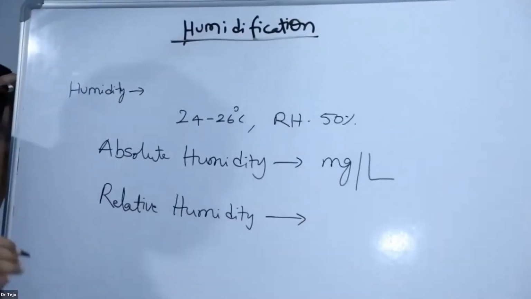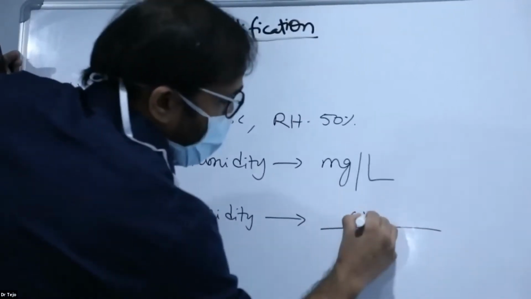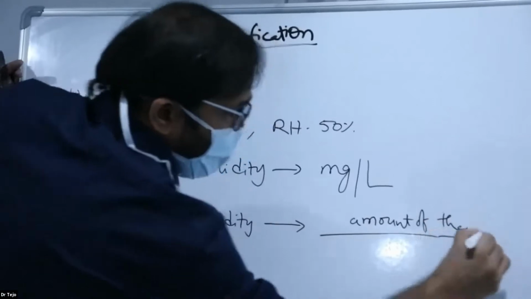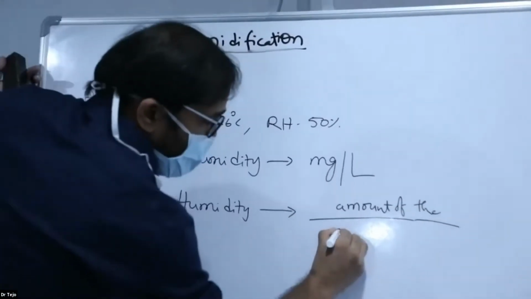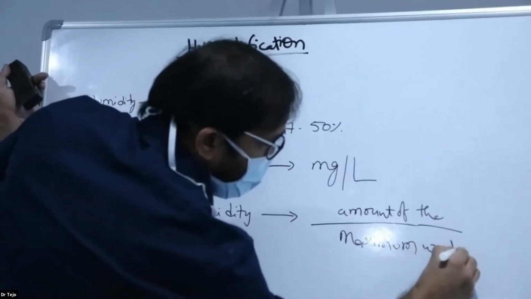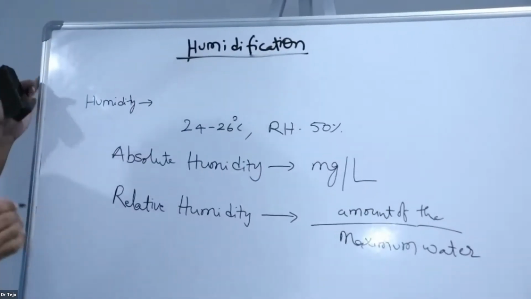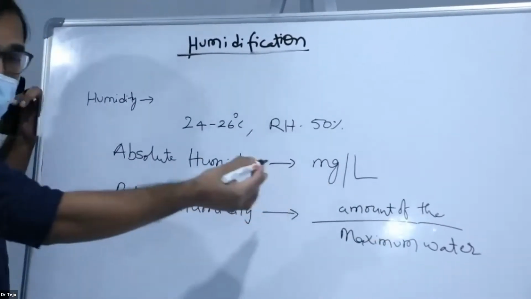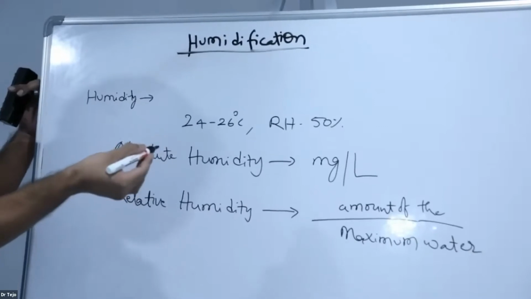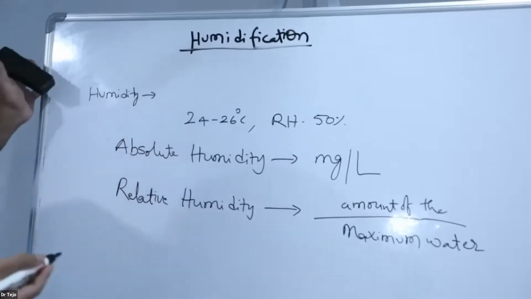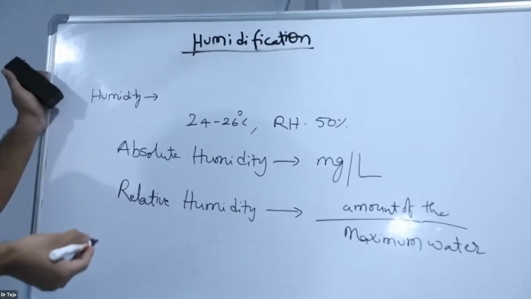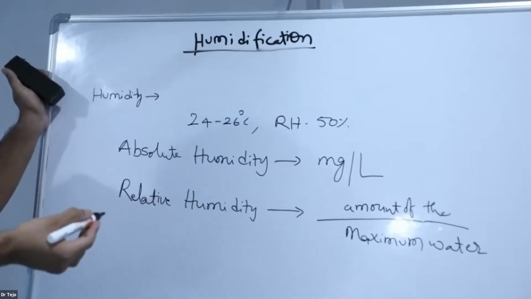that at a given temperature, the amount of the water vapor in the gas, and the maximum it can hold at that temperature. The maximum water vapor it can hold at the temperature. This is a ratio. This is usually mentioned in percentages. So absolute humidity is mg per liter. It is the actual amount of the water vapor in the gas. And relative humidity is a ratio of the amount of the water vapor at the given temperature to the maximum water vapor it can hold at that given temperature.